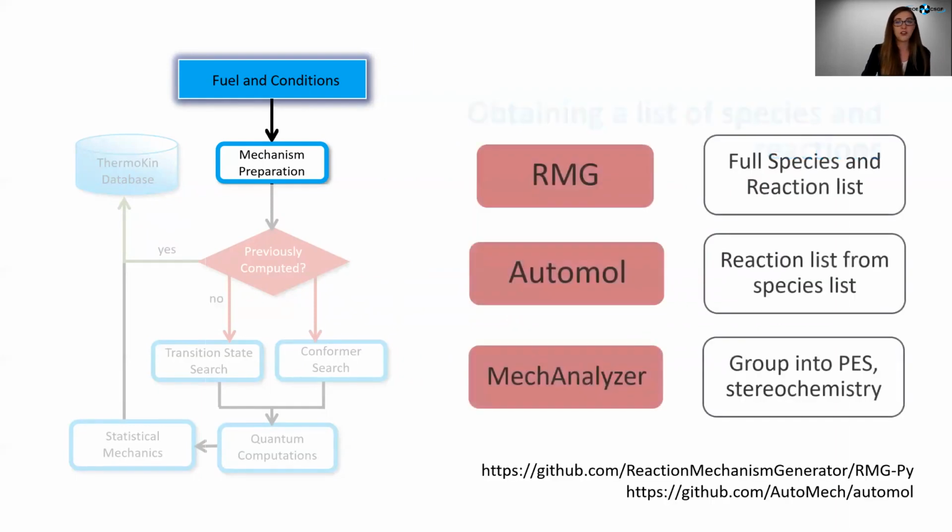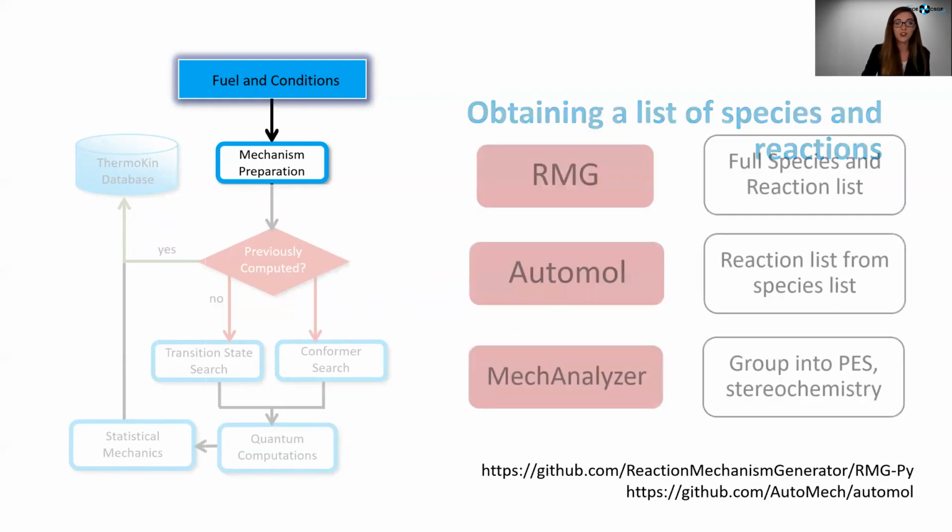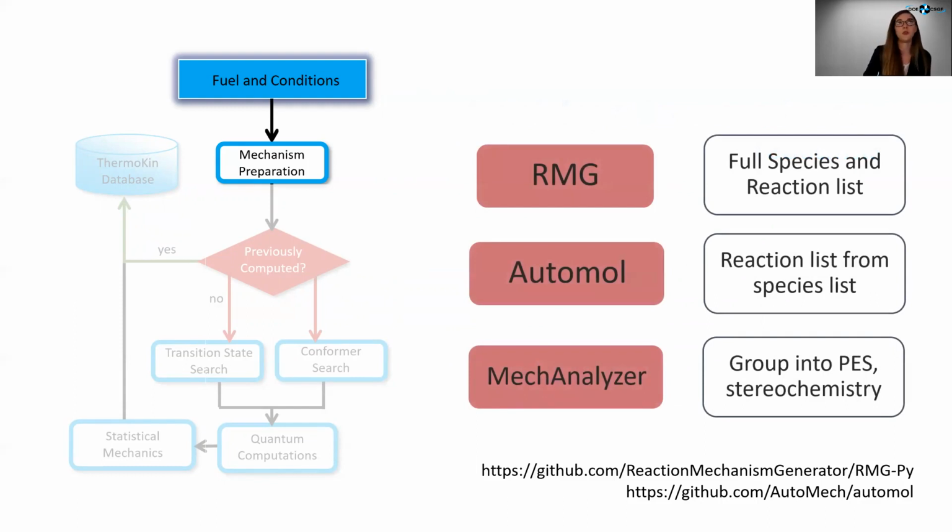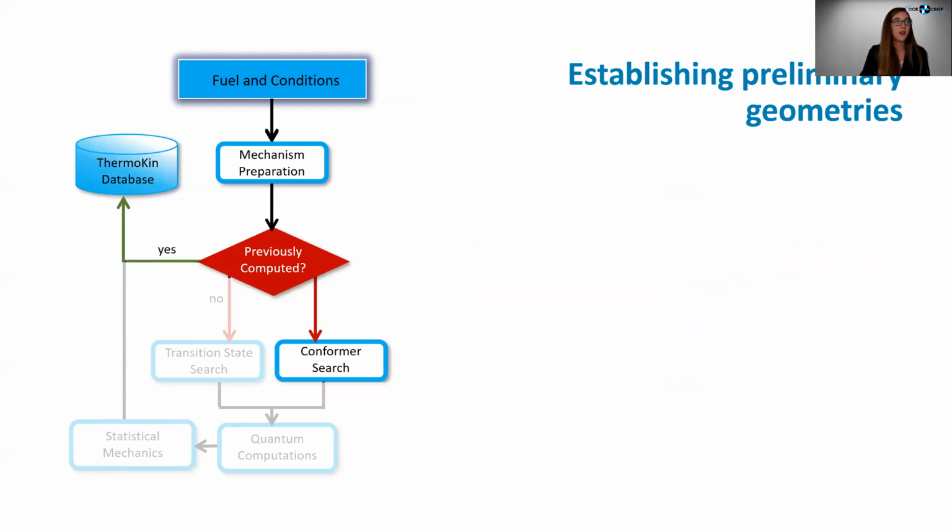So the first step towards that is getting a list of species and reactions. Our mechanism preparation we do through Reaction Mechanism Generator at MIT. And we've also developed our own libraries, Automol and Mech Analyzer, that let us represent all of the potential species in graph structure, and then investigate all the possible reaction sites and see how all of them could potentially react together to produce any meaningful products.